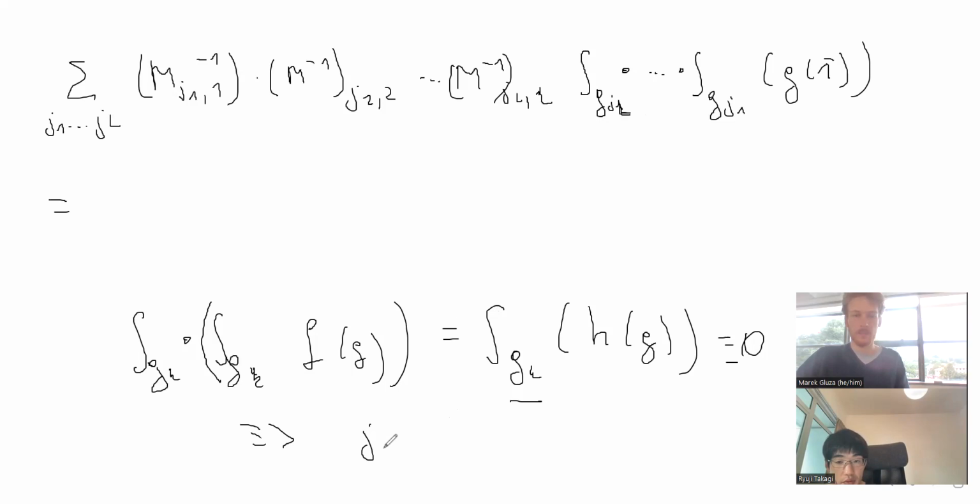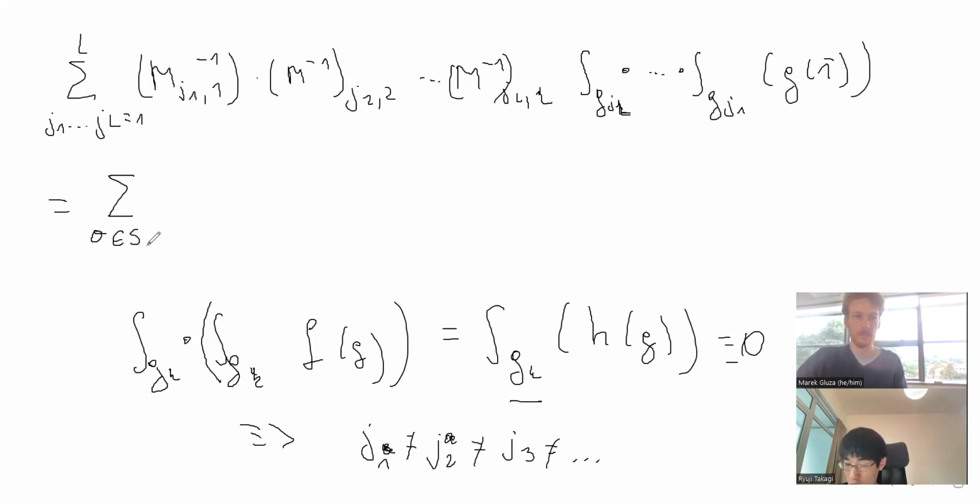J1 is different from J2, and they are all different, J3 and so on. They are all different from each other. Anytime anything repeats, we will be in trouble, and we are integrating, summing here from 1 until L, which means we are actually summing now over the permutations, so the symmetric group here.